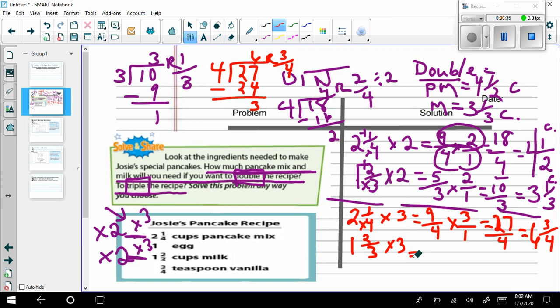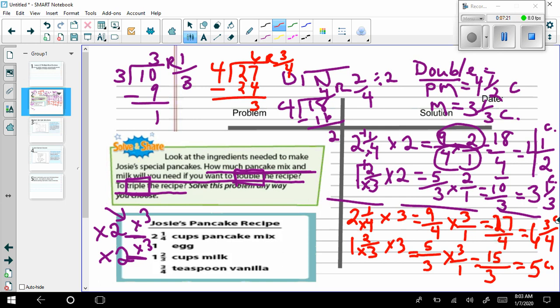Now, we need to see how much milk we need when we triple the recipe. So when it's a mixed number, we need to make it improper before we can multiply. So 3 times 1 is 3 plus 2 is 5. And we have 5/3 times 3. When it's a whole number, you're going to place a 1 underneath it so we don't change the value. So 5 times 3 is 15, and 3 times 1 is 3. That is improper, and I know 3 goes into 15 5 times, so we will need 5 cups of milk when we triple the recipe.